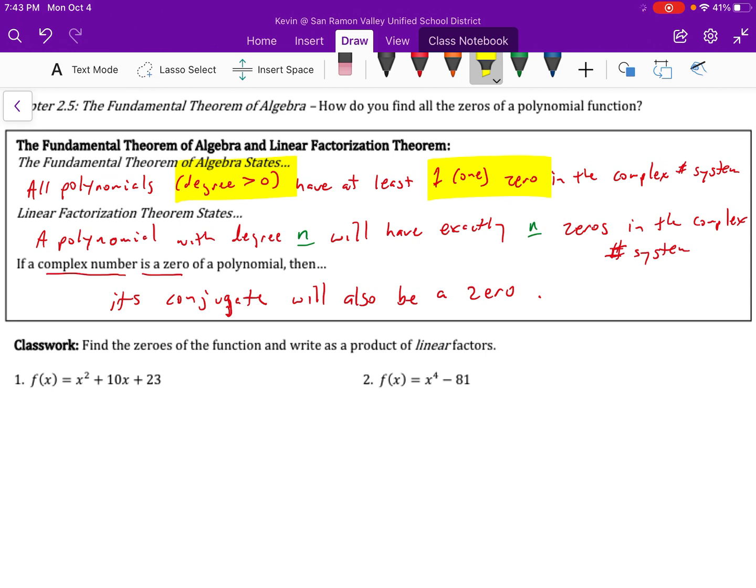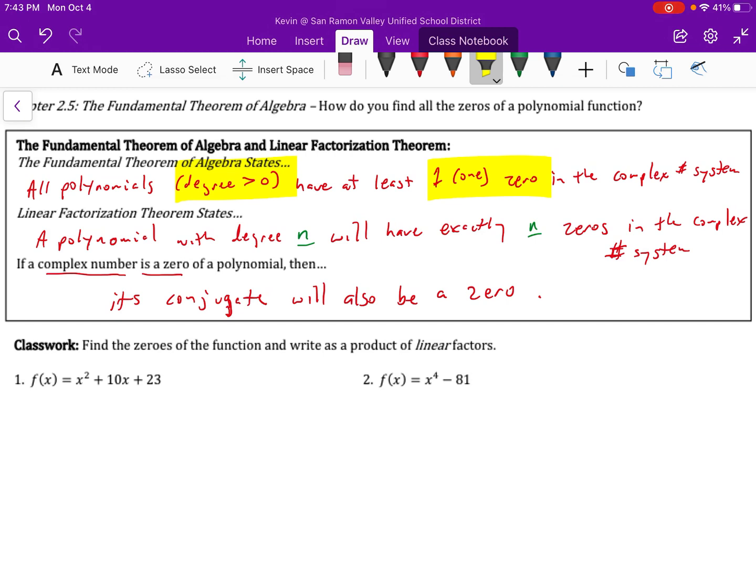The linear factorization theorem states that a polynomial with degree n will have exactly n zeros in the complex number system. So the degree of a polynomial tells you how many zeros it has. That's also how many solutions. Well, we should be careful about saying x-intercepts. It's how many zeros it has, because we're going to deal with imaginary numbers, so we're not necessarily going to see that as an x-intercept.